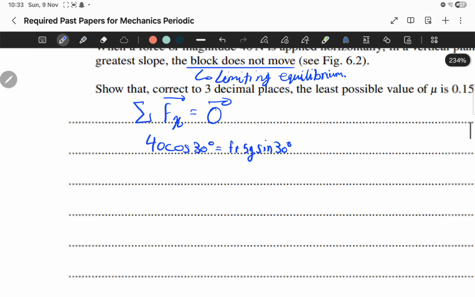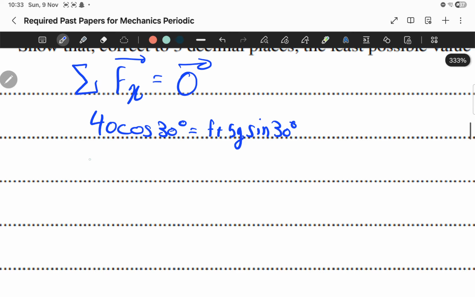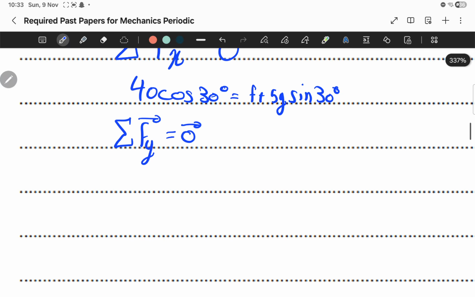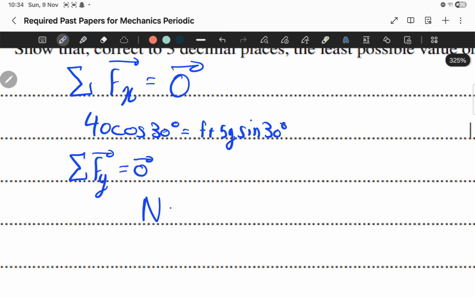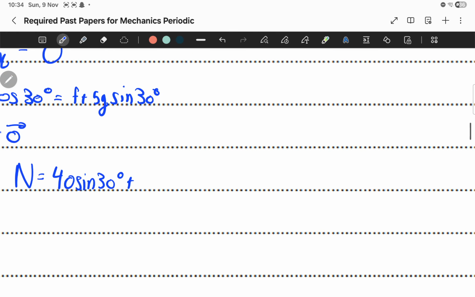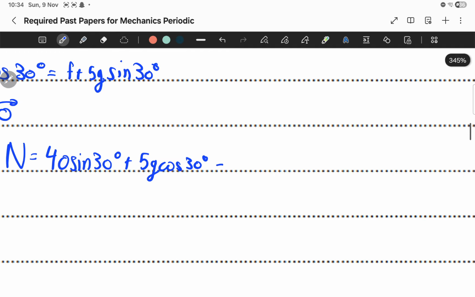Okay, so now that we've established this, this is all we can really go with, right? So now we can use sigma Fy is equal to 0. Now, I forgot to mention, I don't know if I mentioned it in part A, this arrow is very important. They will mark you down for it if you don't write it. So, we have N is equal to 40 sine 30 plus 5g cosine 30. Okay, now we can find N very easily.